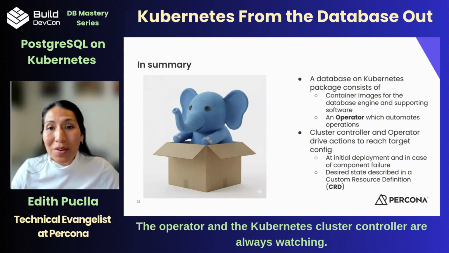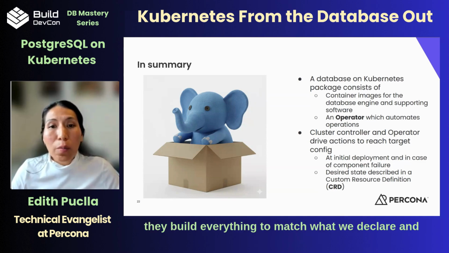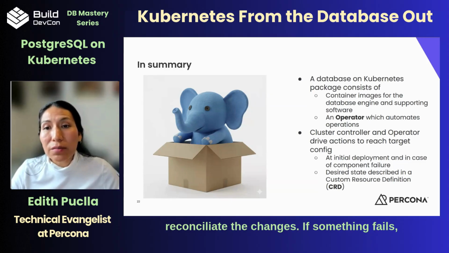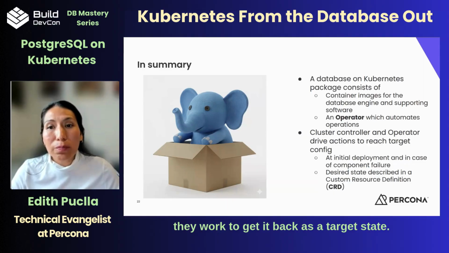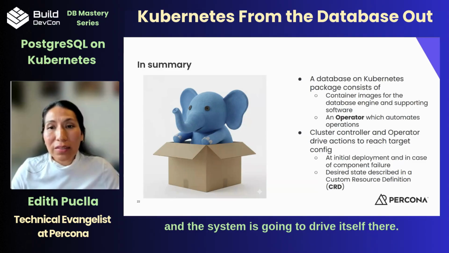The operator and the Kubernetes cluster controller are always watching. At initial deployment, they build everything to match what we declare and reconcile the changes. If something fails, they work to get it back to the target state. We don't need to do it manually. We describe what we want, and the system is going to drive itself there.